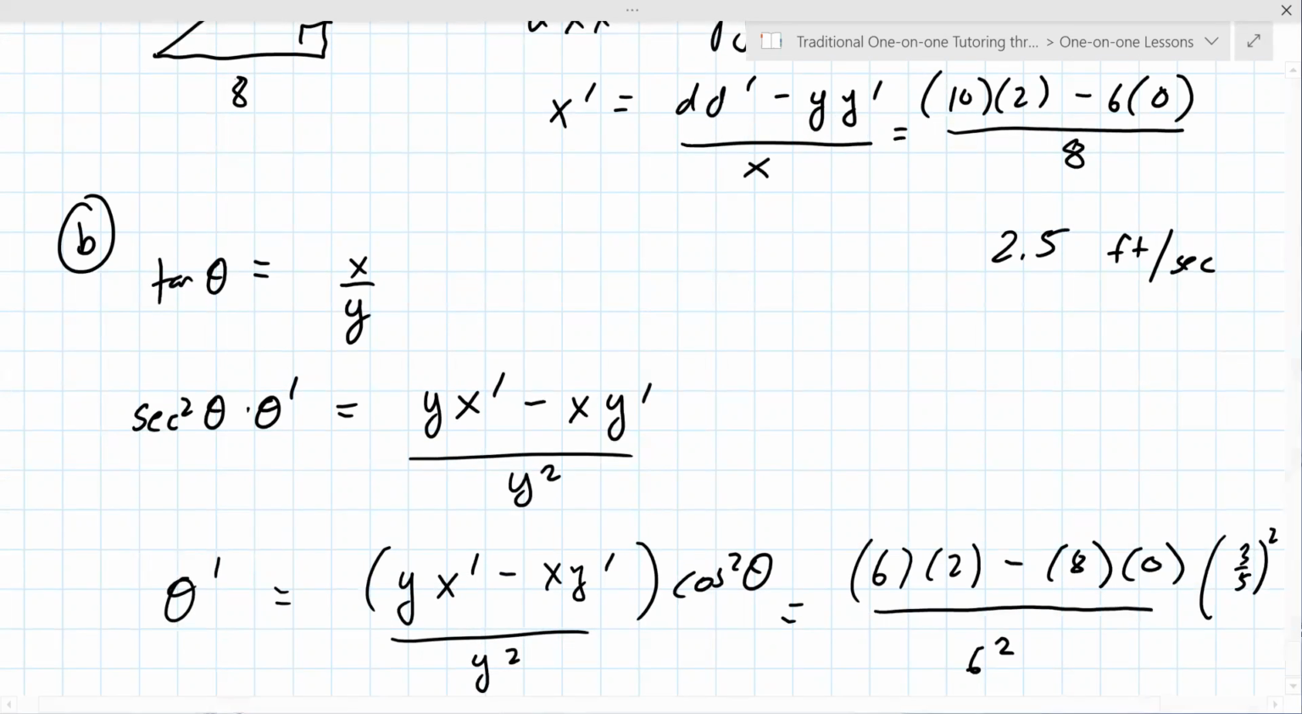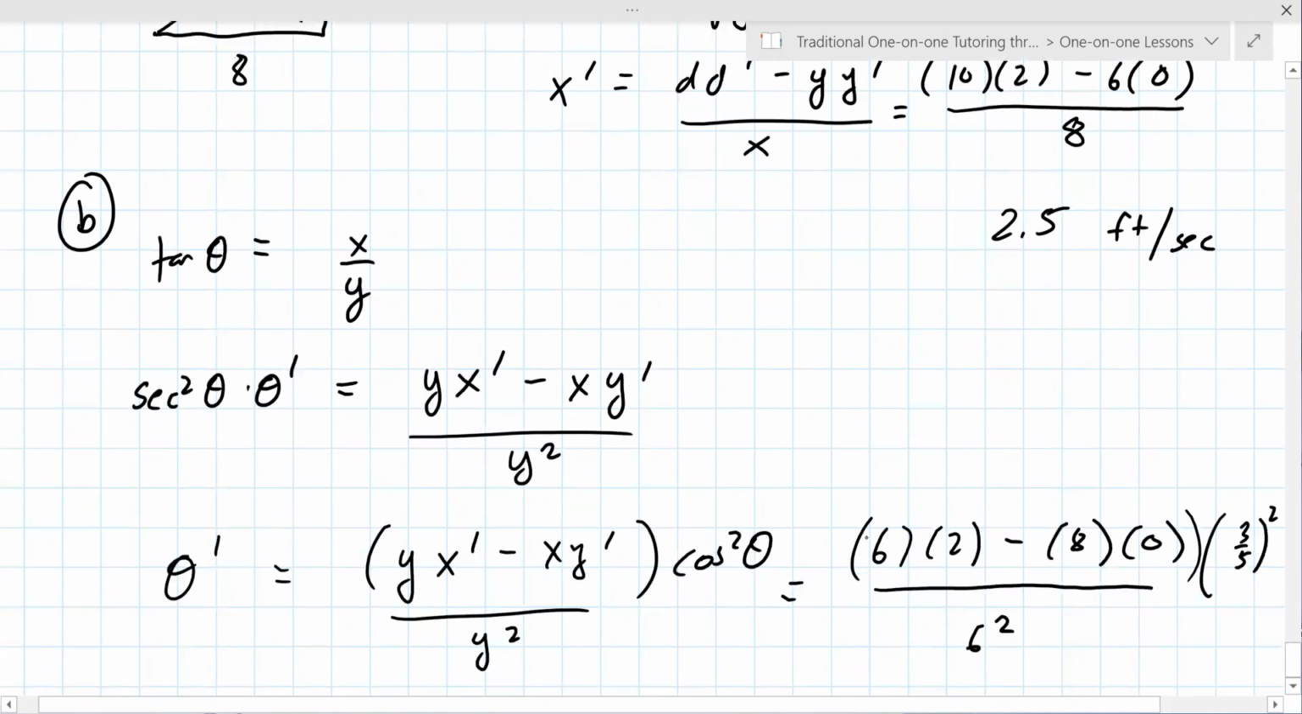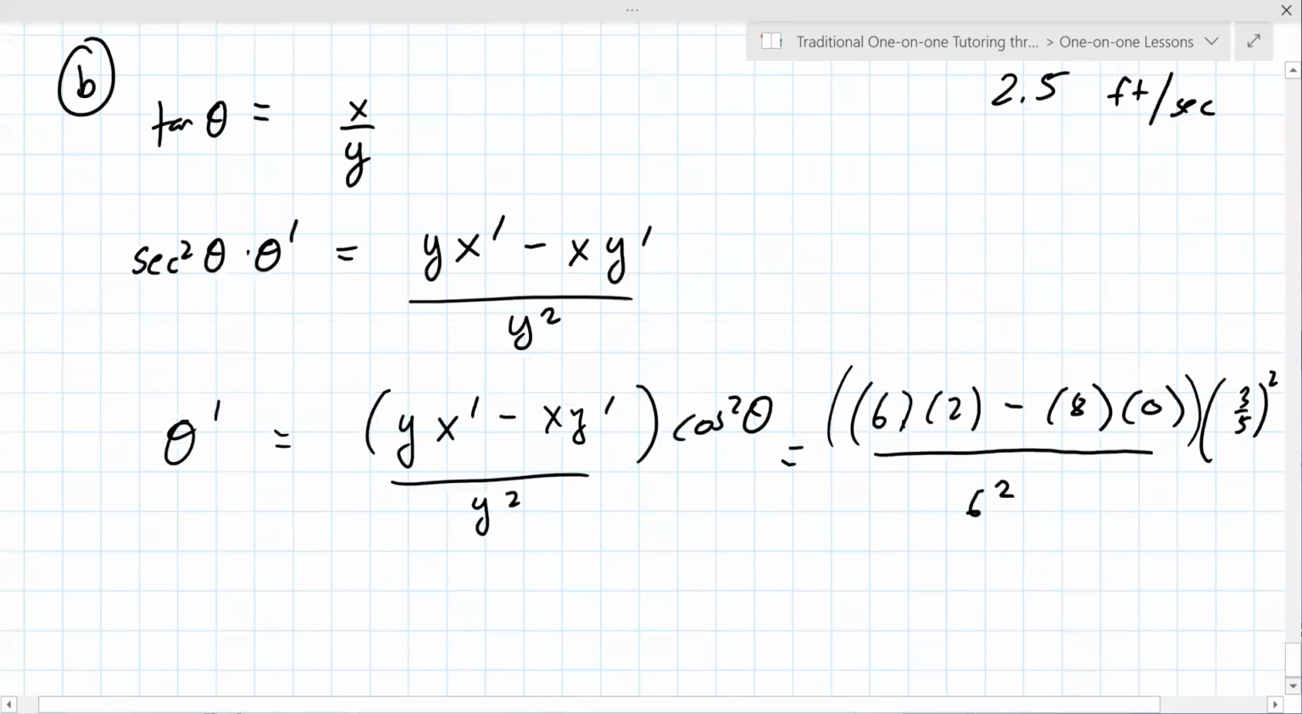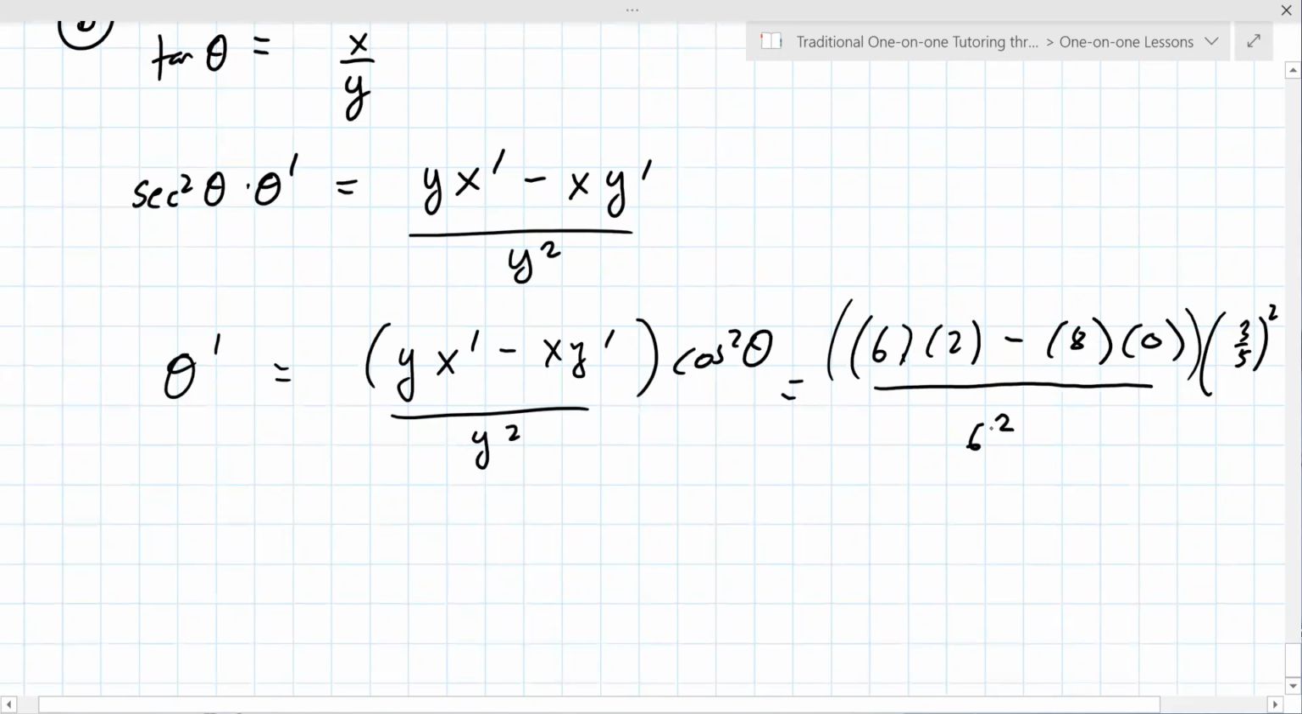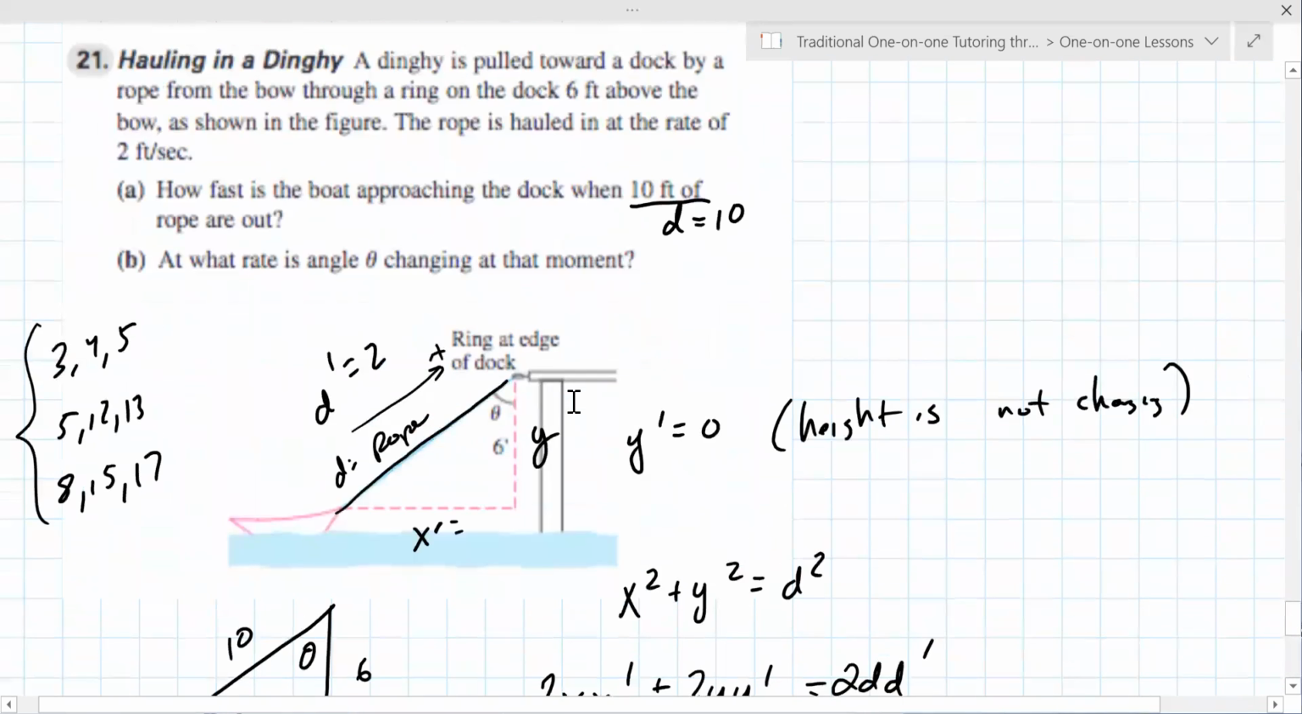So this ends up being 12 over 36. One of the sixes cancels, you get a third. You get a third times 9 over 25. So you end up getting 3 over 25. And then it's an angle. Angles are in radians per second. That might be the most important part of this problem: angles are always in radians per second. I don't think we filled that in the other one.